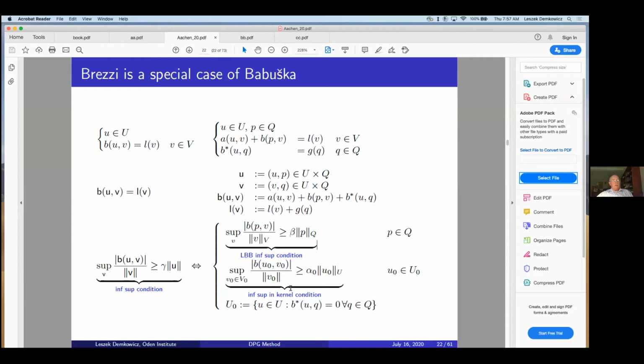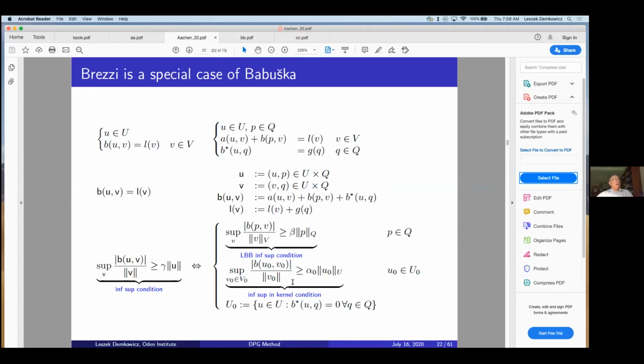The second condition was called by Franco the inf-sup in kernel condition, and another misprint. This should have been A here, not B, but A, because it involves the form A, and involves u0 and v0 coming from the space. God, this should have been again v0, not u0, coming from the space of guys that don't see the Lagrange multiplier, that satisfy the constraint.